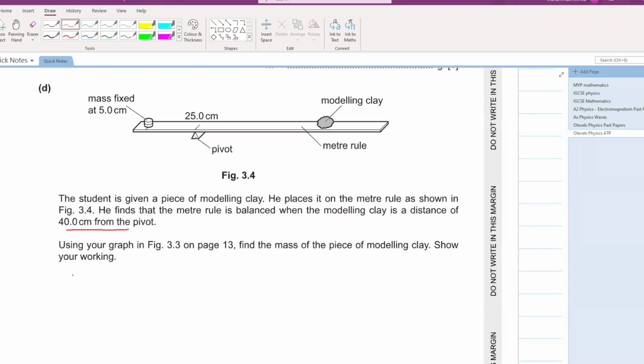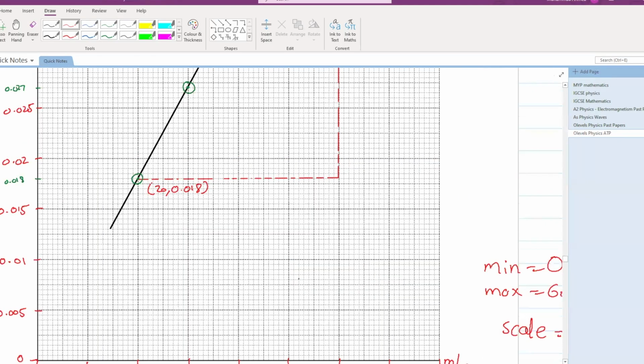Easy. If you are balancing it at a distance of 40 centimeter away from the pivot, what will D be? D is 40 centimeter. What will be 1 over D? Let's calculate that. 1 divided by 40. This gives you a value of 0.025. 1 over D is 0.025. You have to calculate the value of mass at 0.025.